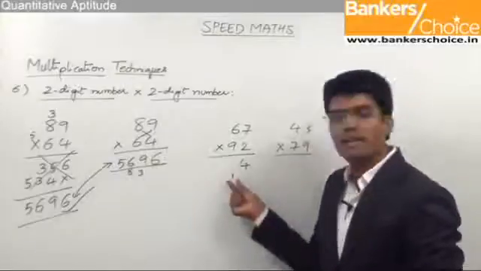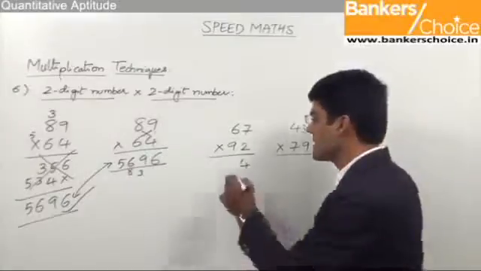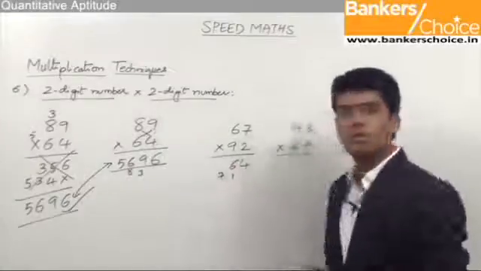But we also have 1 as carry here. 75 plus 1 is 76. So we take 6 in the answer and now 7 gets carried forward.